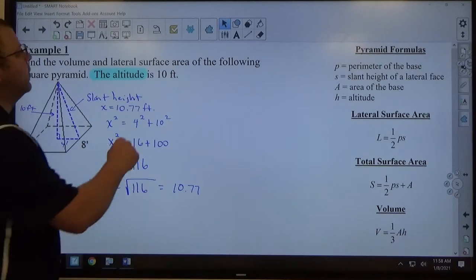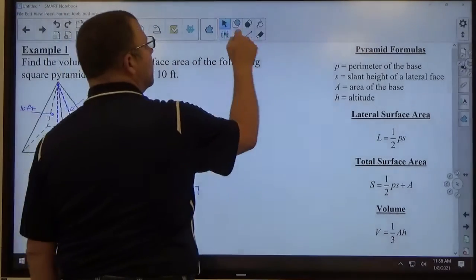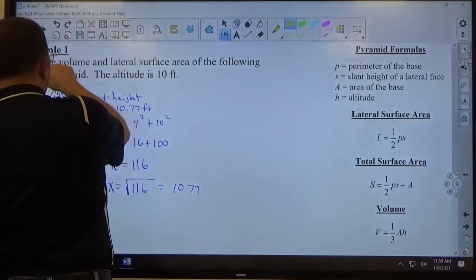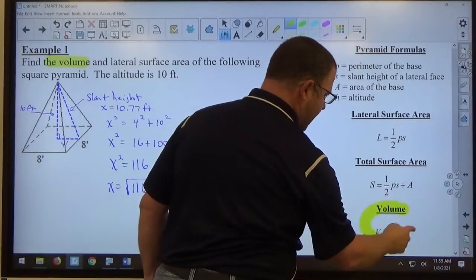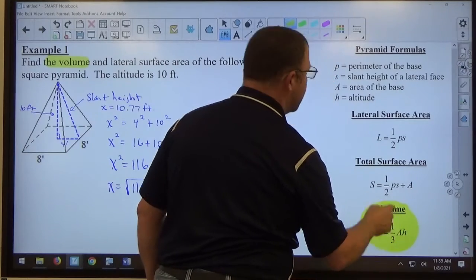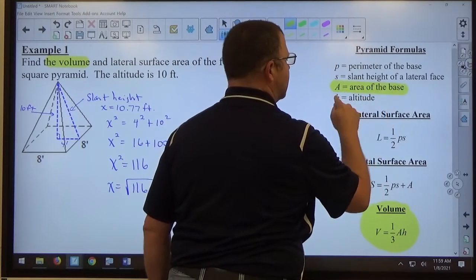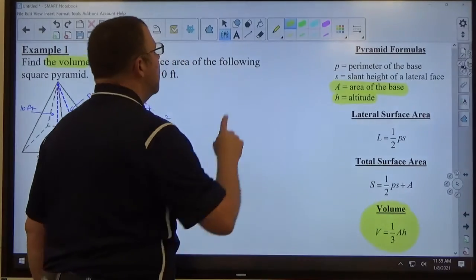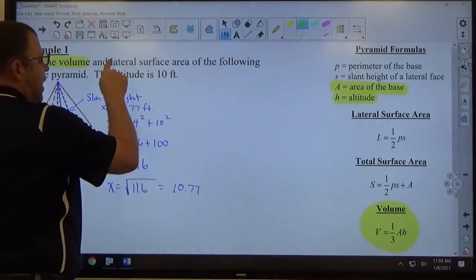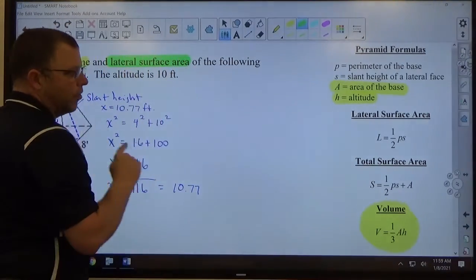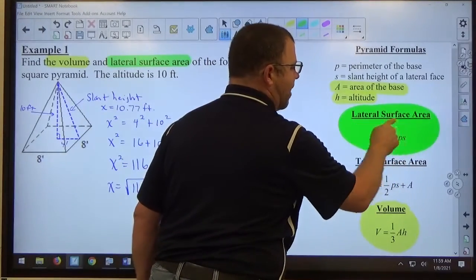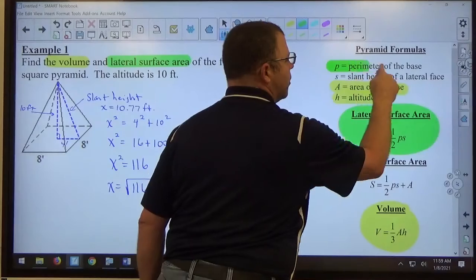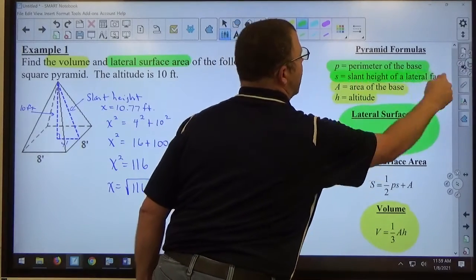So this problem specifically asks us for the volume. So the volume is 1/3 AH, where A is the area of the base and H is the altitude. And the other thing they're asking us for is lateral surface area. Lateral surface area is right here. That's 1/2 PS, where P is the perimeter of the base and S is the slant height of the lateral face.